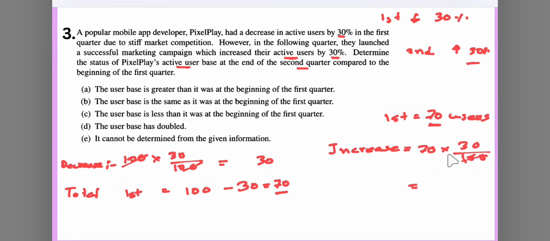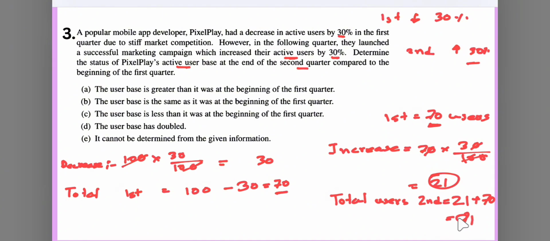So what is the increase? The increase is 7 into 3, that is 21 users. So the increase in users is 21. So what is the total users after the second quarter? The increase is 21, and initially we have 70 users after the first quarter. So 21 plus 70. So the total is 91 users.